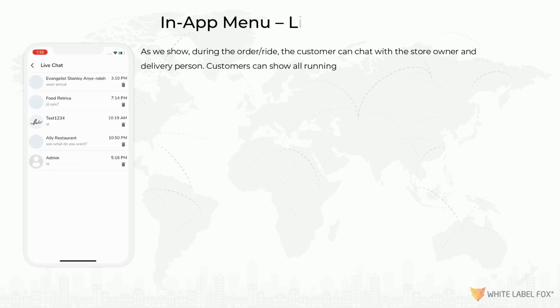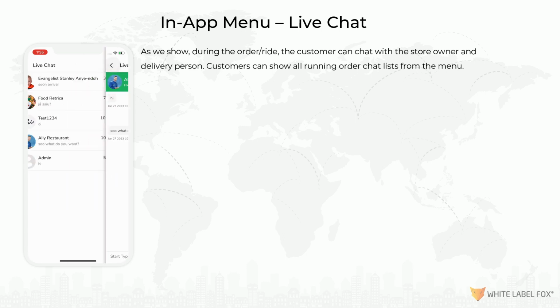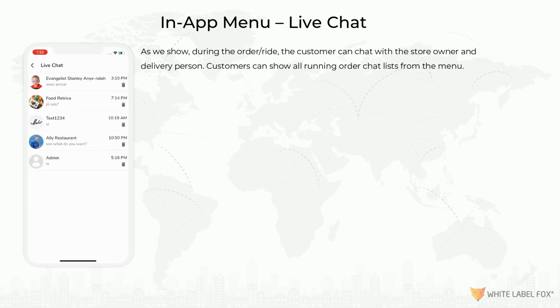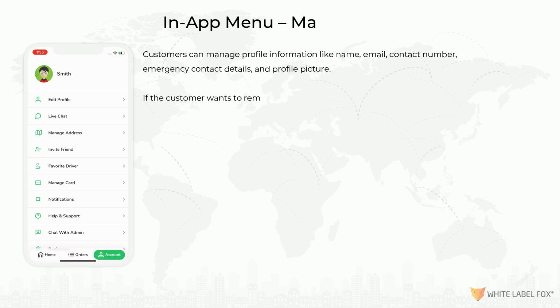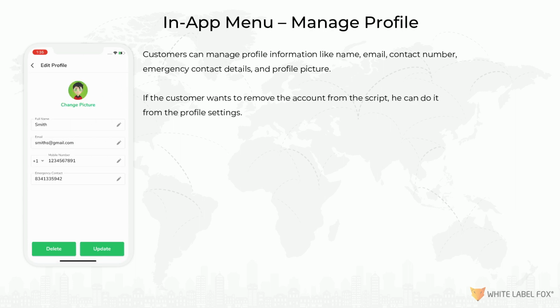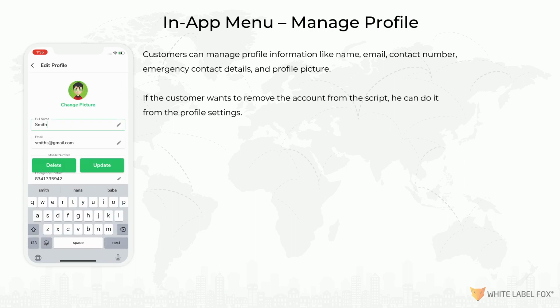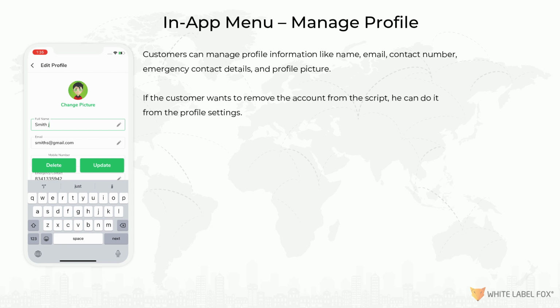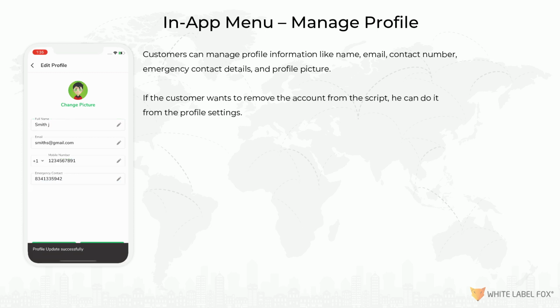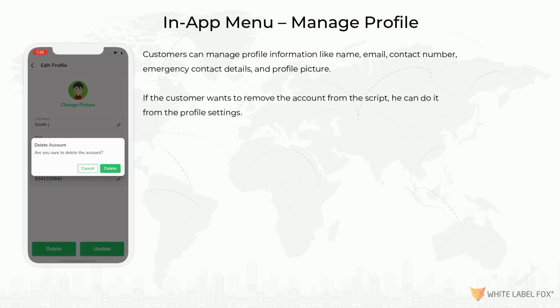In-app menu, live chat. As we show, during the order or ride, the customer can chat with the store owner and delivery person. Customer can show all running order chat lists from the menu. In-app menu, manage profile. Customers can manage profile information like name, email, contact number, emergency contact details, and profile picture. If the customer wants to remove the account from the script, he can do it from the profile setting.